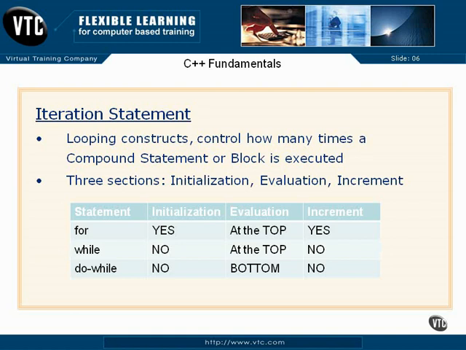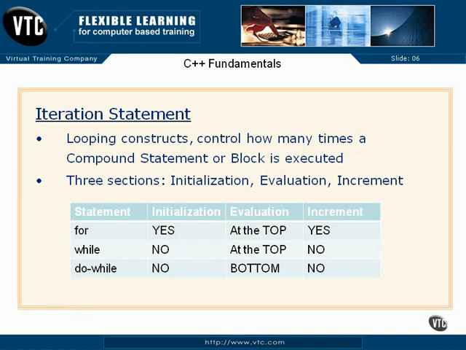They are looping constructs. They control how many times a compound statement, or a block of compound statements as we saw earlier, is executed. There are 3 sections to it: initialization, evaluation, and increment. There's 3 sections like that to every iteration statement. So the for loop does have a space for initialization in it. It evaluates at the top of the loop before entry into the statement block, and it does have a place for an increment as well.